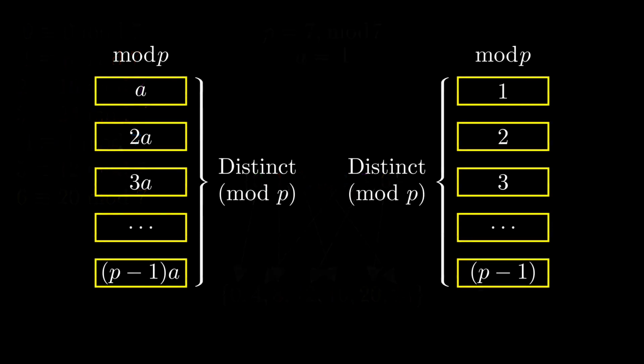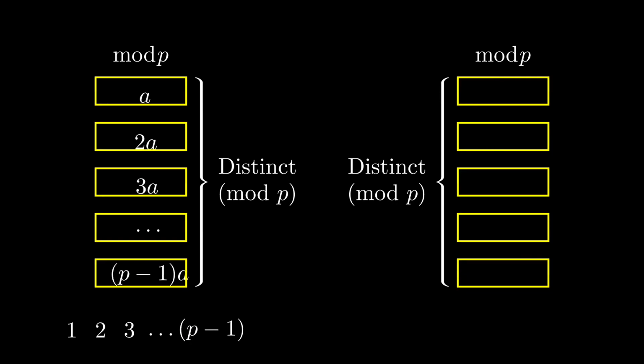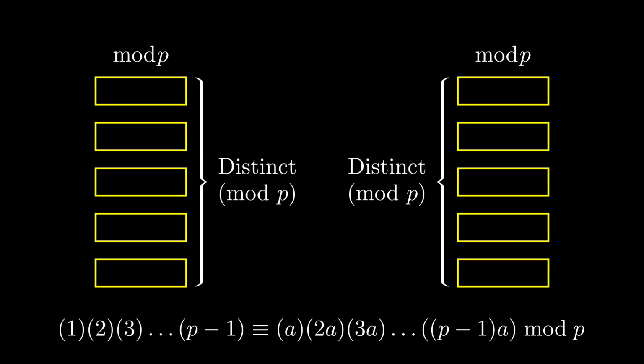So let's return to our original case. Now, because there is a one-to-one correspondence between these two sets, I claim that this following congruence should hold. And the reason for that is because there's this one-to-one correspondence, meaning that all the elements in the left set must be congruent to all the elements in the right set modulo p. Then when we take the product of all the elements in the left set, that must be congruent to the product of all the elements in the right set, modulo p.